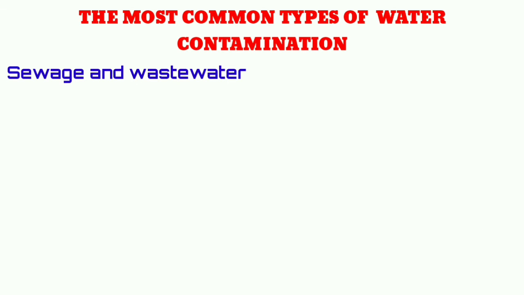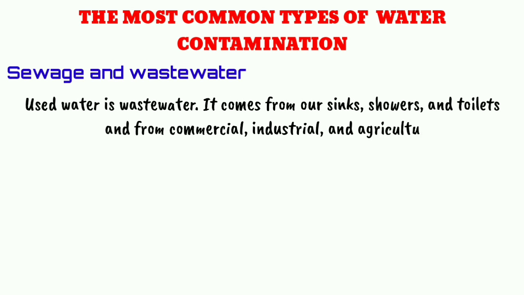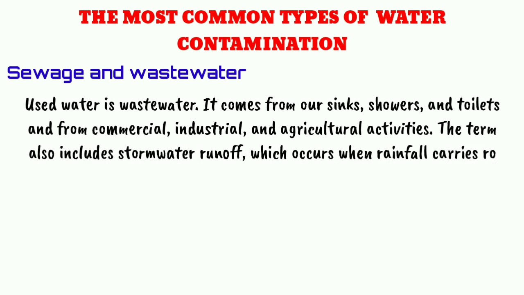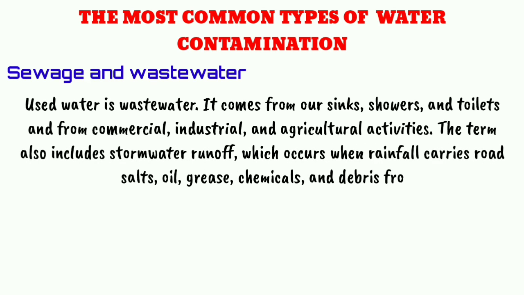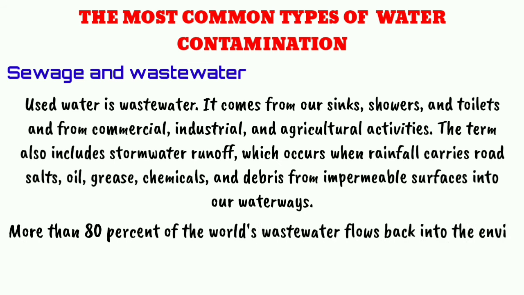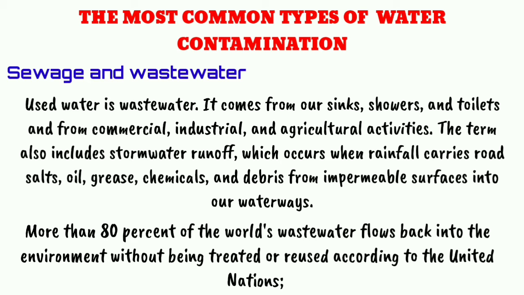Sewage and wastewater. Used water is wastewater. It comes from our sinks, showers, and toilets, and from commercial, industrial, and agricultural activities. The term also includes stormwater runoff, which occurs when rainfall carries road salts, oil, grease, chemicals, and debris from impermeable surfaces into our waterways.